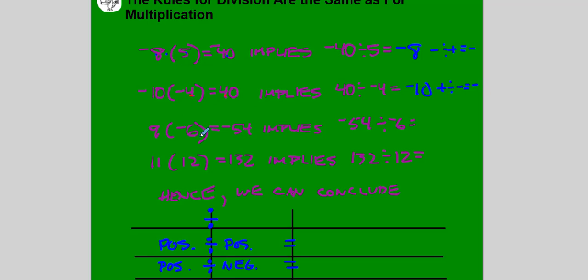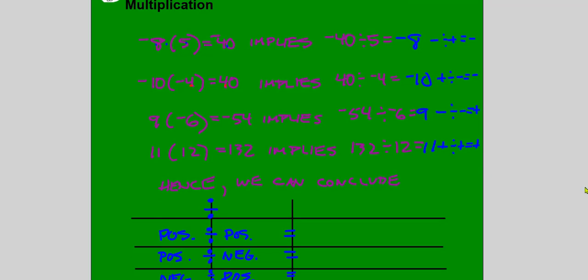So if I have 9 times -6 is -54, this implies -54 divided by -6 is 9. So this implies that a negative divided by a negative is a positive, and that's the same for multiplication. Negative times a negative is positive. And the last, positive 11 times positive 12 is 132. This implies 132 divided by 12 is 11. So this implies a positive divided by a positive is a positive, and that's the same for multiplication. Positive times positive is positive.